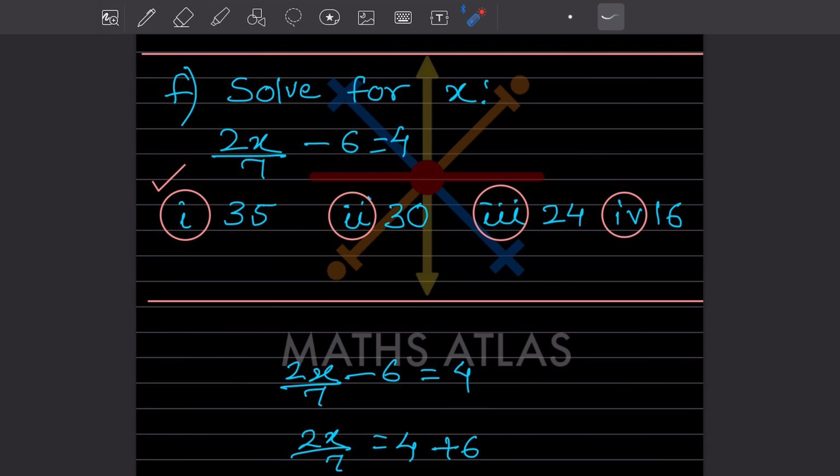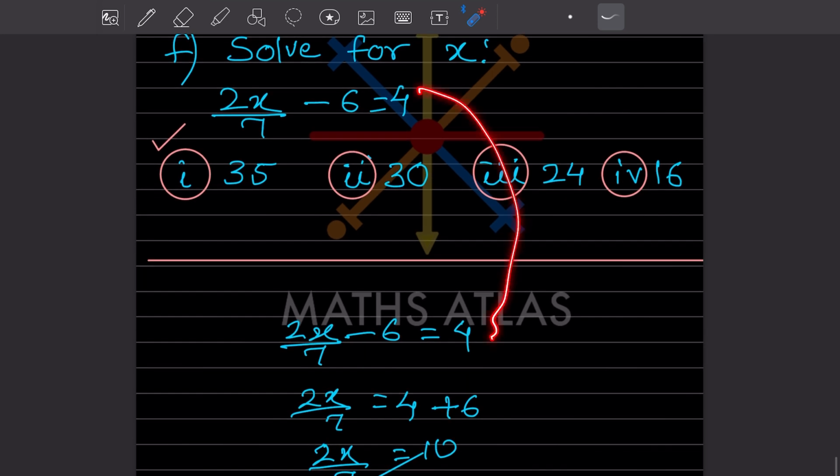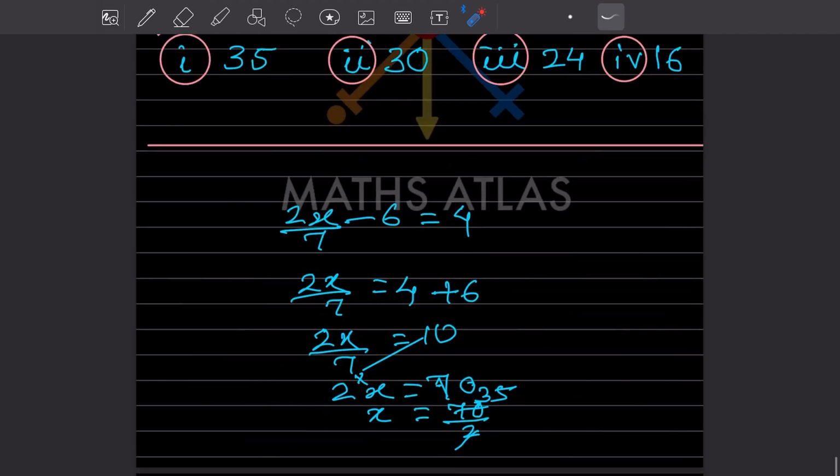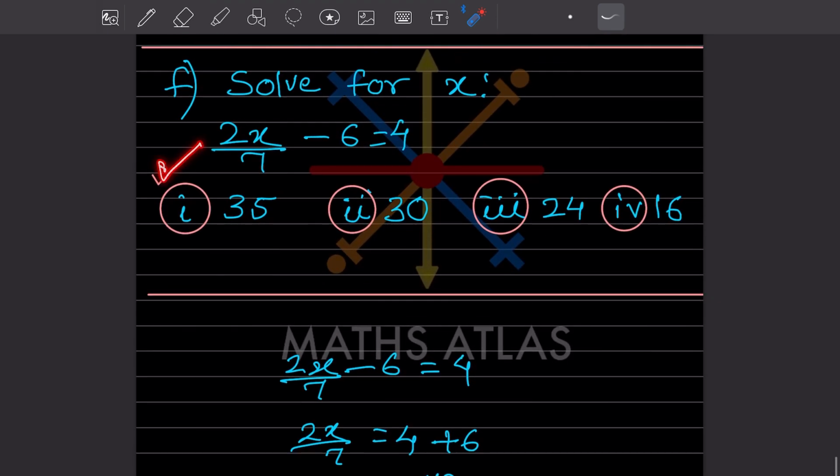So here now look at here. Same equation first I wrote here. 2x by 7 is equal to 4, and this minus 6 becomes plus 6. So 2x by 7 will be 10. And here 2x. Now here it will be, this will go here. So that is going to be 7 into 10, that is going to be 70. So x is equal to 70 by 2, and that is going to be 35. So this 35 should be the correct option.